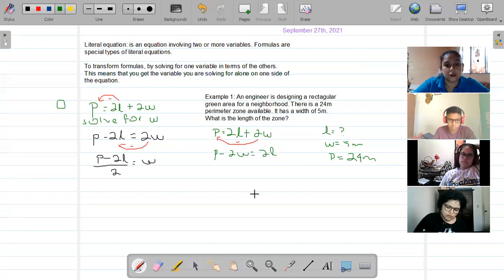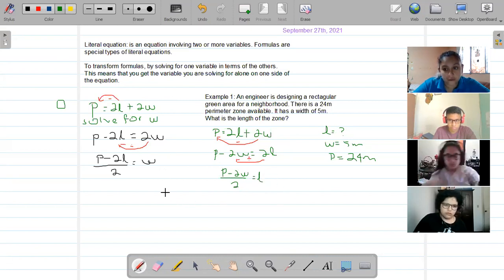But they're not asking for 2L. They're asking for L, the length only, not twice the length. So the 2 goes to the other side, dividing, because I was multiplying. So now I have P minus 2 times the width, over 2, equal to the length. This is the transformation of the formula.